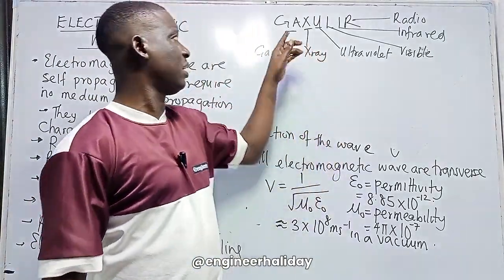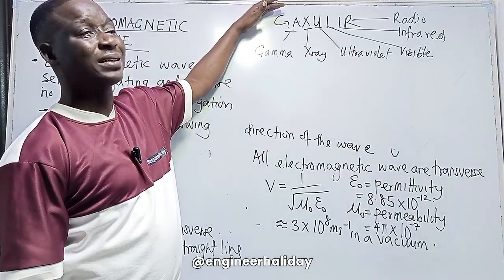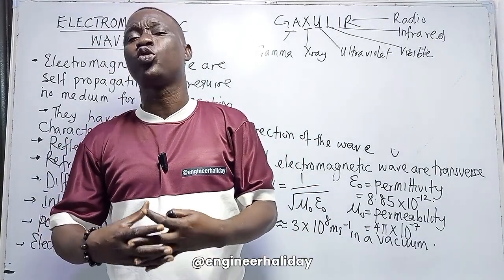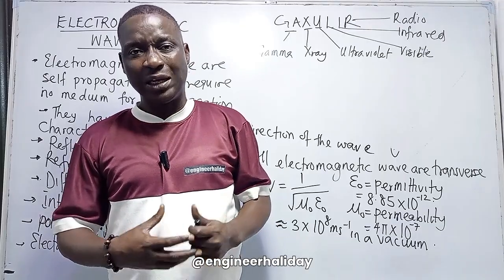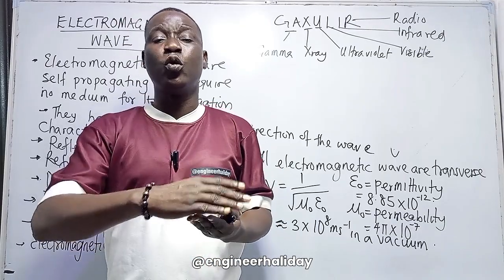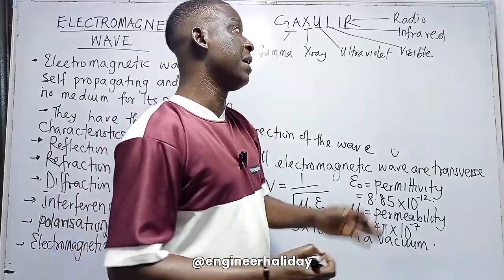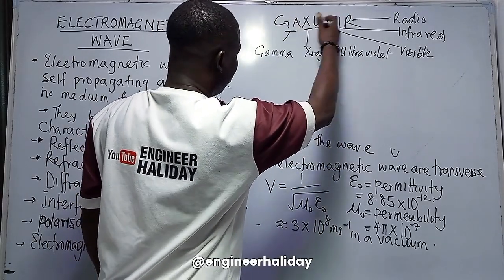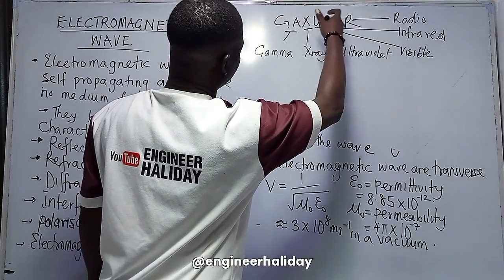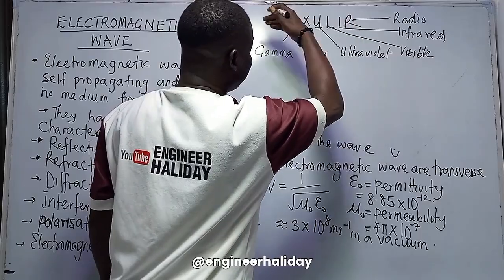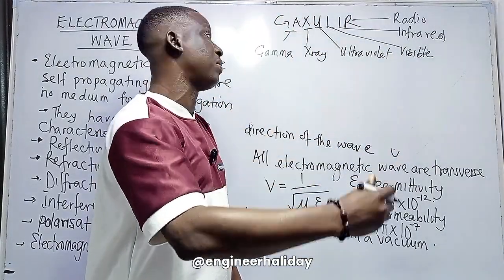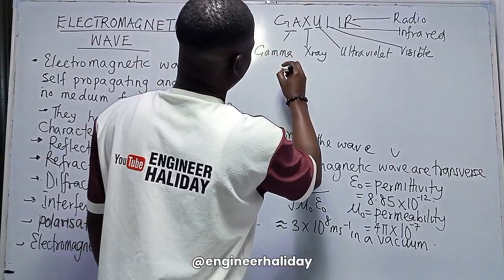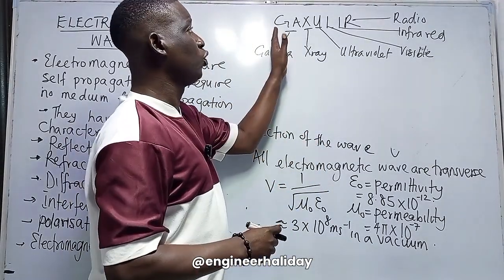Now we know that these are the classes of the electromagnetic spectrum. Why do we call it a spectrum? When electromagnetic waves are split into their frequencies or wavelengths, we call them a spectrum. So the range of frequencies or the range of wavelengths of all electromagnetic waves is what we call the electromagnetic spectrum.